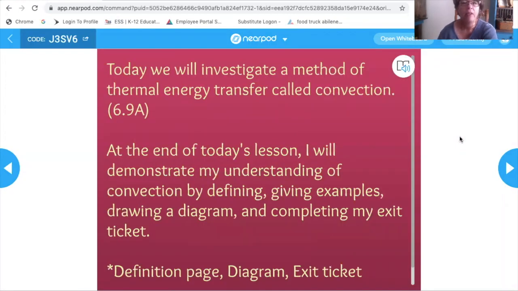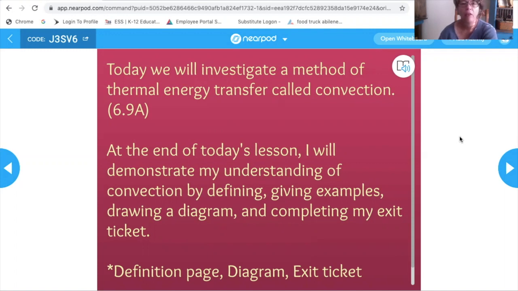All right. Today, we're going to investigate a method of thermal energy that is known as convection. So we know that heat can travel. We know that heat is energy. We've talked about that. We're going to now look at how heat can be transferred through substances that are fluid.